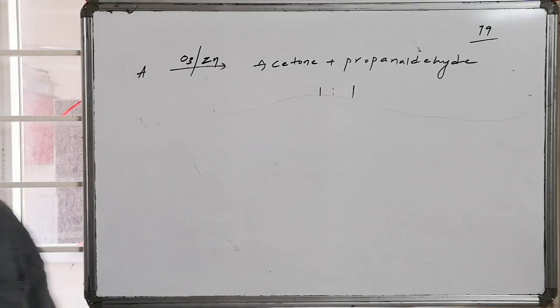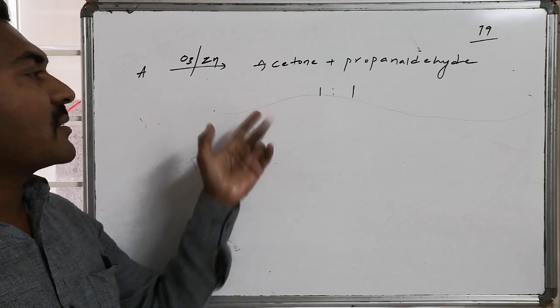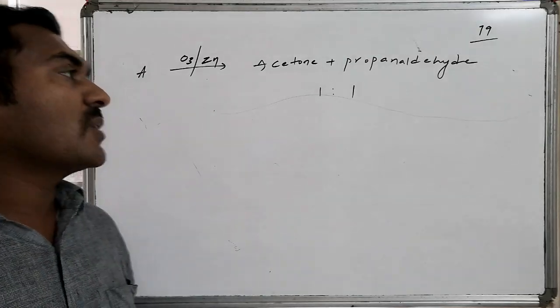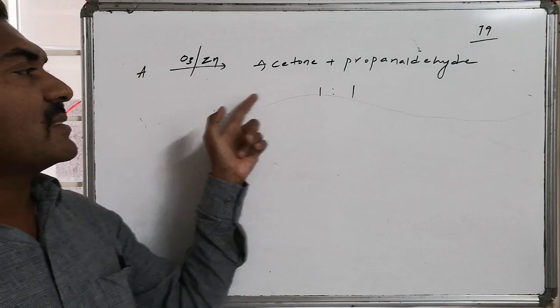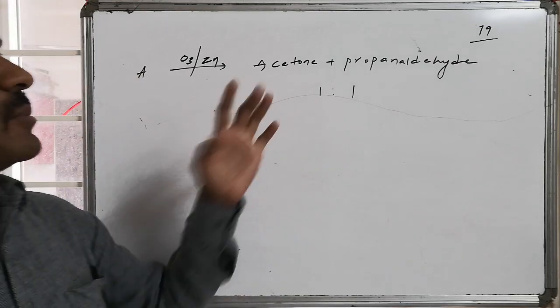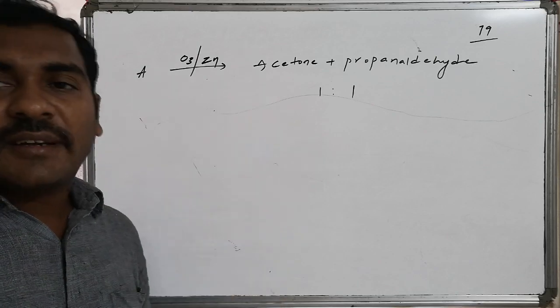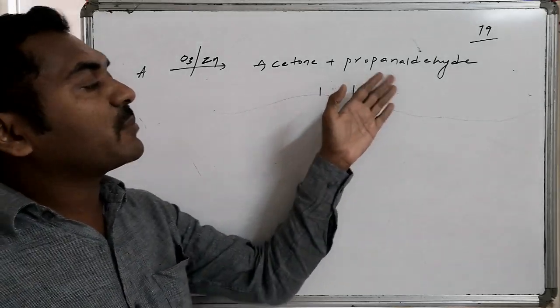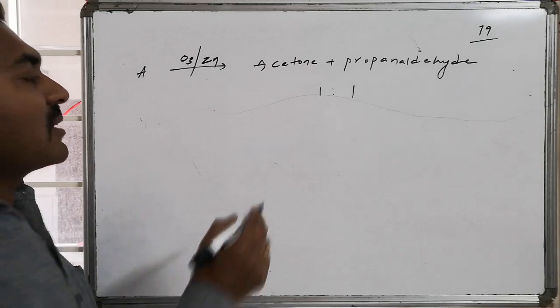Yes, there is an alkene A that is undergoing ozonolysis. On reductive ozonolysis, it produces two carbonyl compounds: one is acetone and the second one is propanaldehyde. Acetone is an internal carbonyl compound, as we know, and propanaldehyde is a terminal carbonyl compound.